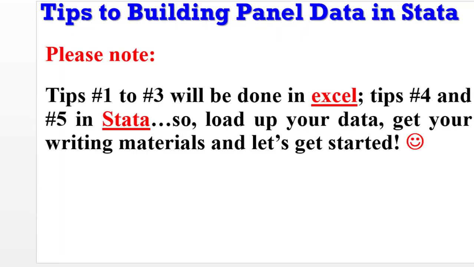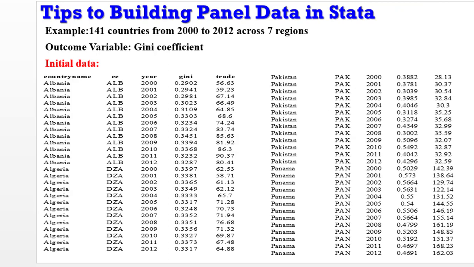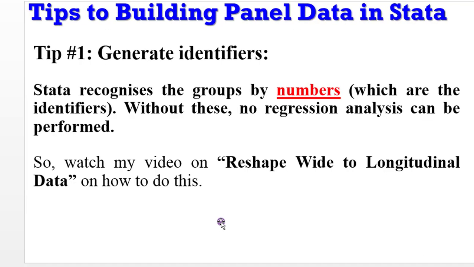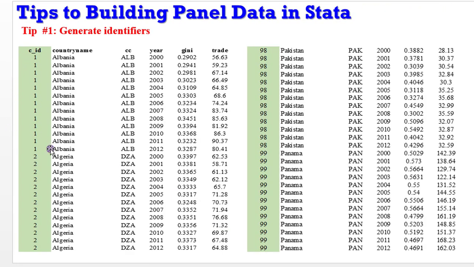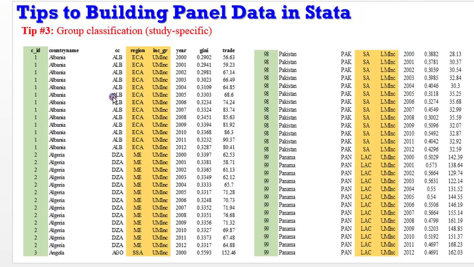So I've just shown you the simple tips to building panel data. So using PowerPoint slides now, I've shown you where we are coming from. This is initial data. You can see here, it's so plain, no additions, nothing. Now we generated identifiers by which each country is identified by a number. And again, we have already modified the data from wide to long. So we have covered tip 1 and tip 2. Again, we included classifications for each of the countries, across regions and across income groups. So you can see that the panel is getting wider as we are including so many specifics to the sample.